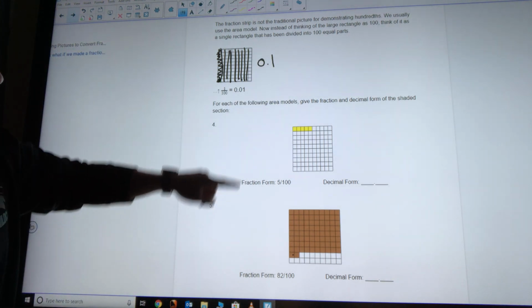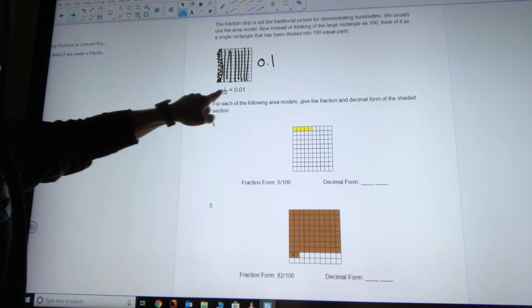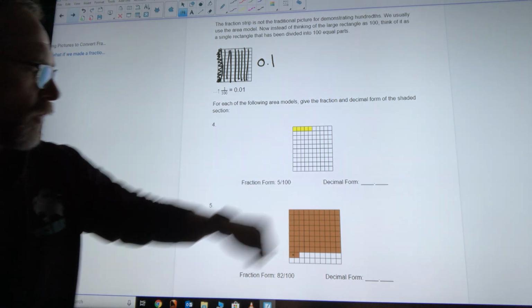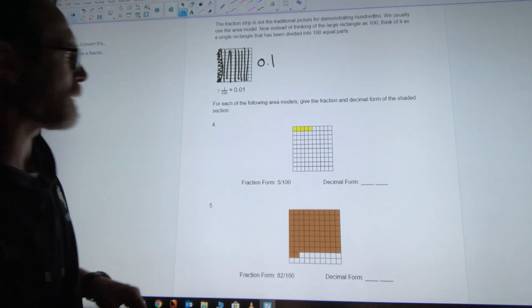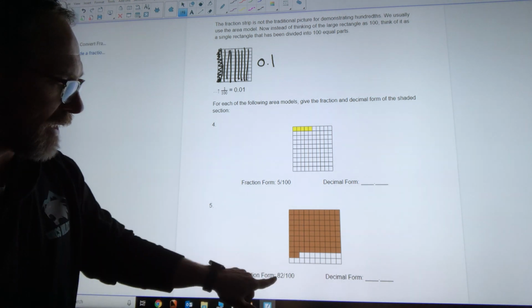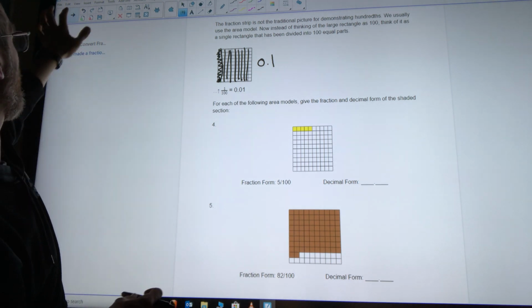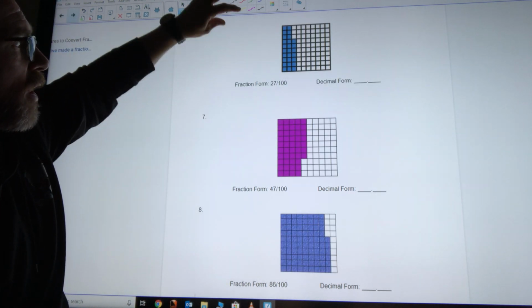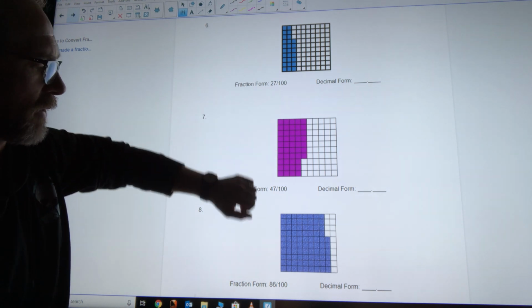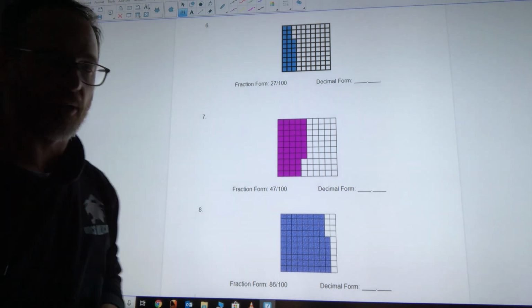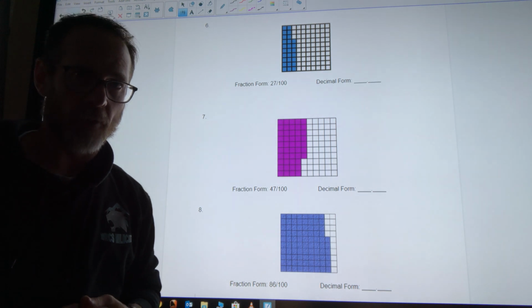So take a look at these. If I have 5 hundredths, what would that be in decimal form? Right here, I have 8 tenths and 2 hundredths. What would that be in decimal form? Remember, that would be 8 tenths and 2 hundredths. Then I have 3 more here that are shown slightly different, but it's 27 hundredths, 47 hundredths, and 86 hundredths. Show me the decimal form of all of those.